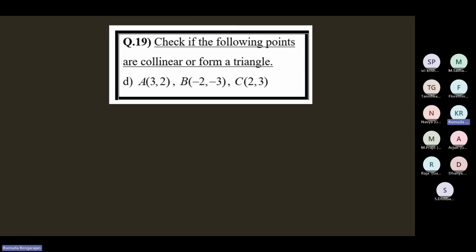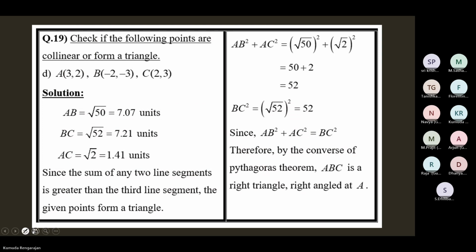Were we talking about this one, children? Yes, ma'am. Yeah, so check. I don't have the steps completely, but this is what it is. I have also tried to give a special name to the triangle in case that question is asked. Check if the following points are collinear or form a triangle is a question. You are not asked to give a special name, but supposing you're asked to give a special name, then you have to work this. So we get root 50, root 52, and root 2.